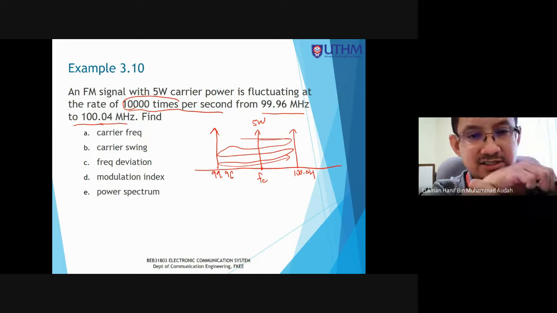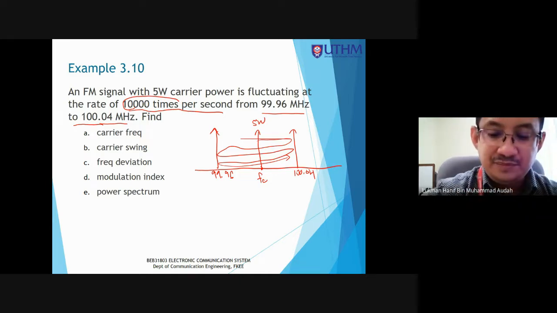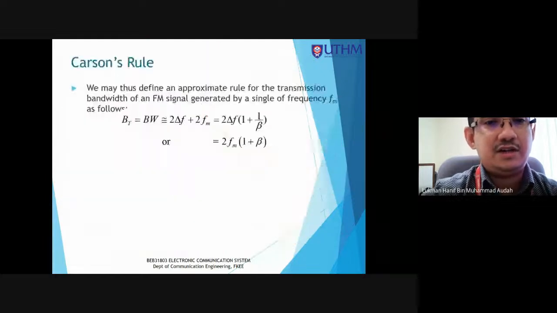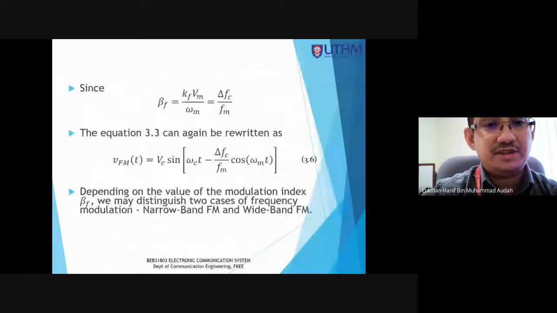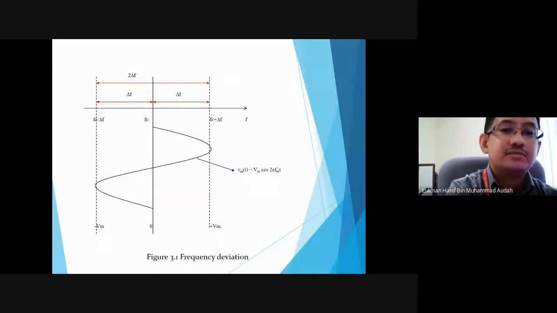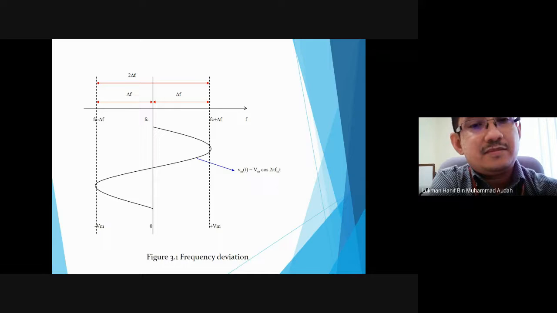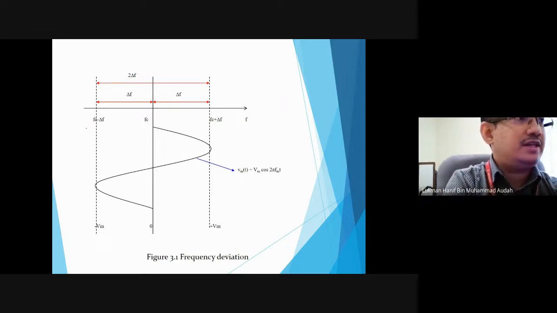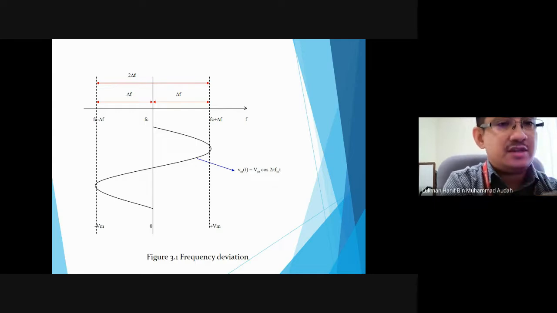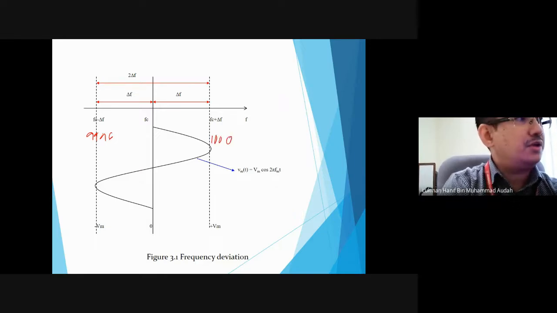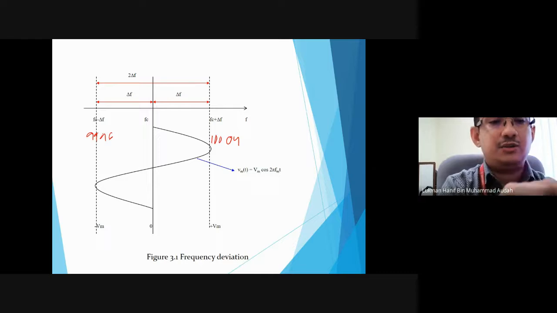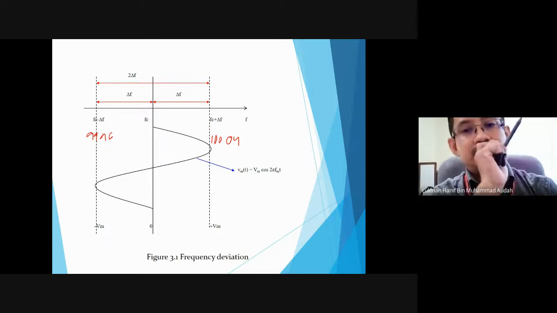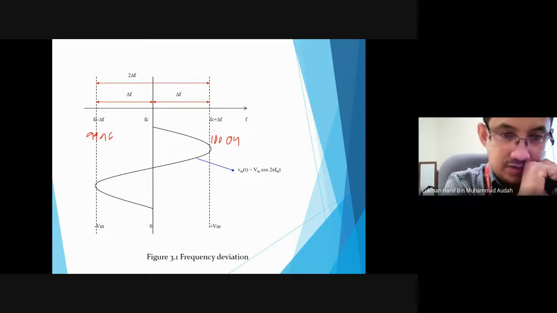Kalau you lihat gambar rajah ni seperti gambar rajah yang kita pernah lihat sebelum ni, seolah-olah macam gambar rajah yang ini. Ini saya back. Sorry saya back sekejap. Ini dah macam gambar yang ini. Nampak. So the carrier fluctuates from tadi 99 point berapa tadi? 99.96, katalah sini 99.96 until 100.04 megahertz.